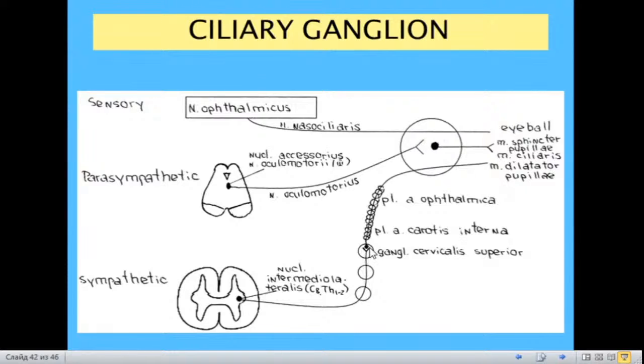After that, postganglionic fibers from this ganglion form a plexus around the internal carotid artery. After that, a plexus around the ophthalmic artery, and without any interruption they go through the ciliary ganglion. After that, this ganglion gives off short ciliary nerves which carry three components: sensory, parasympathetic and sympathetic. The sensory component provides innervation to the eyeball, the parasympathetic component to musculus sphincter pupillae and musculus ciliaris, while the sympathetic component supplies musculus dilatator pupillae.